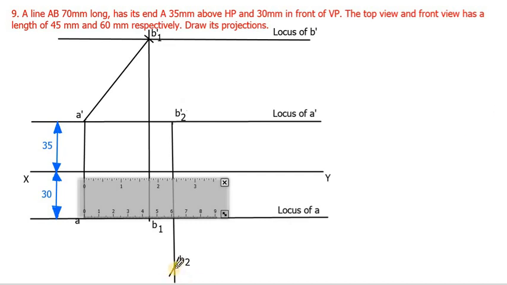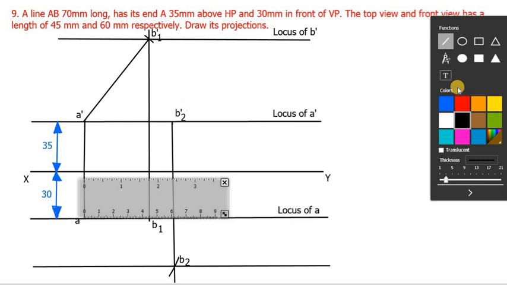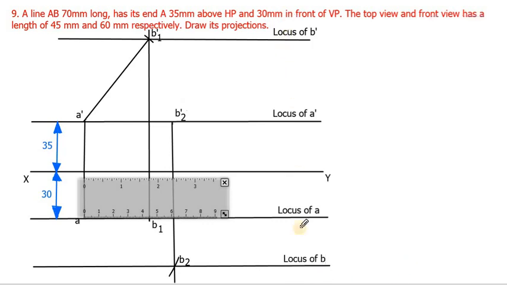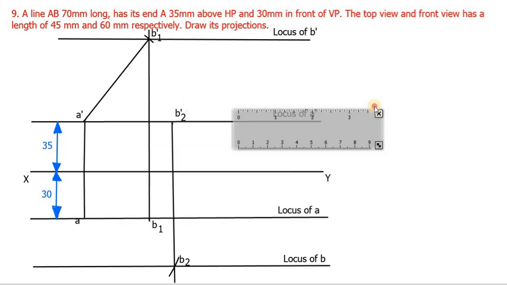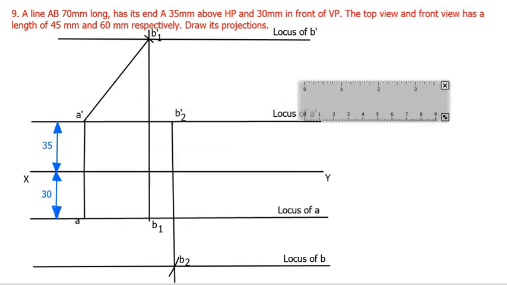Then draw the locus line crossing the B2 point, so that can be called the locus of B. So draw one line crossing the B2 point, that is the locus line. This will be the locus of B. Okay, that's all. We have drawn all the locus lines, and then join A and B2 to form the true length line that is inclined only to VP. You can take the protractor to measure the theta and phi values.